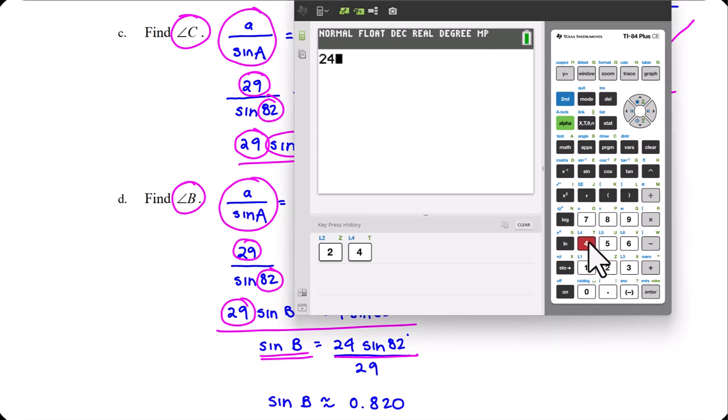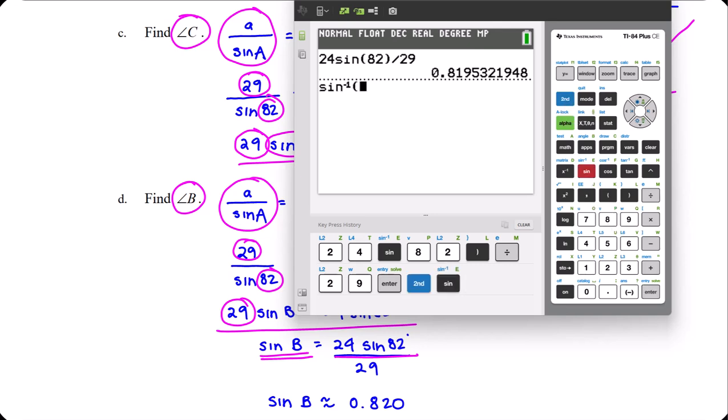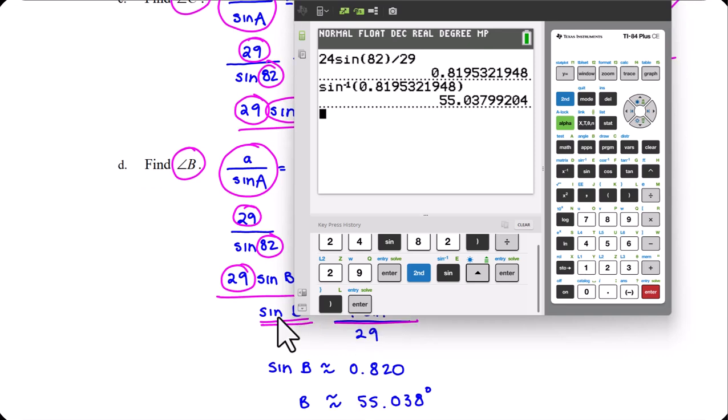We can do 24 sine of 82 and then divide that by 29, enter, and we get the sine of the angle, but I want the angle, so that's inverse sine, right? And so I do second sine, that's inverse sine, of that value, so go up onto it, press enter, it'll bring it back down, and then press enter again, and our angle is about 55.038.